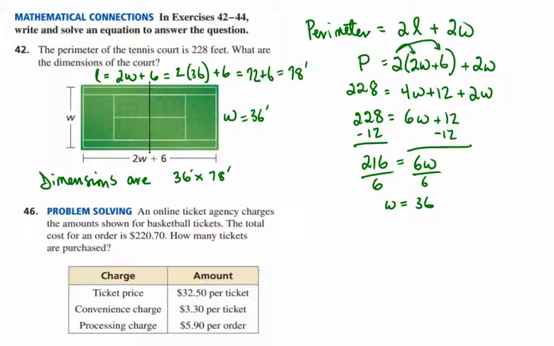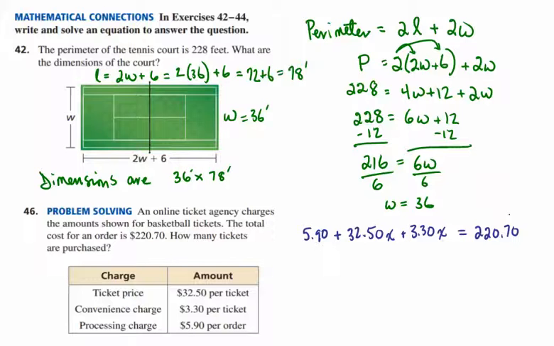So in this type of problem, we have a per order fee, one time for the whole order, $5.90. Then you have $32.50 for each ticket that you sell, plus you have $3.30 for each ticket that you sell, and in the end we know that the total is $220.70. So this is going to be our basic equation.